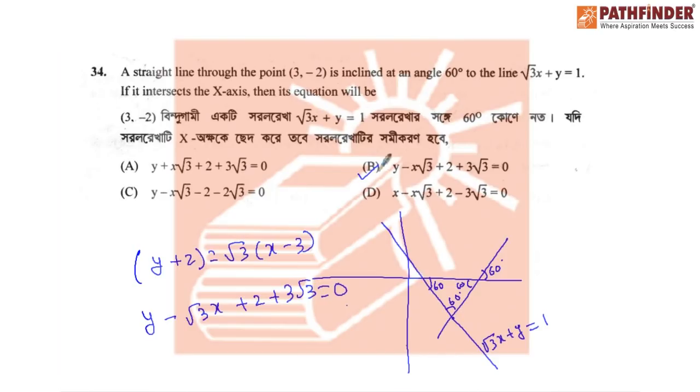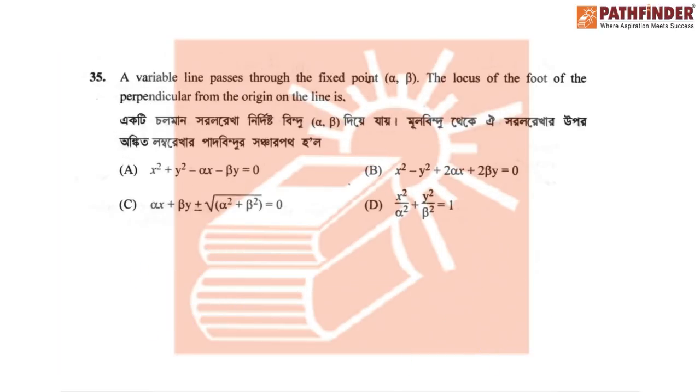Now next is question number 35. A variable line passes through the fixed point (alpha, beta). The locus of the foot of perpendicular from the origin on the line is, let the line pass through (alpha, beta), let the slope be m, so the equation is y minus beta is equal to m times x minus alpha, or we can write the equation as y is equal to mx plus beta minus m alpha. Let this equation be A.